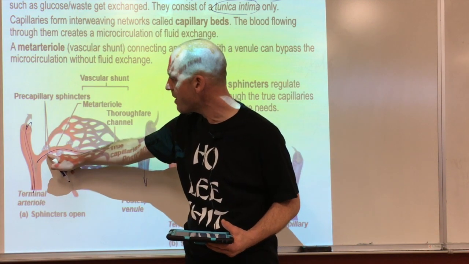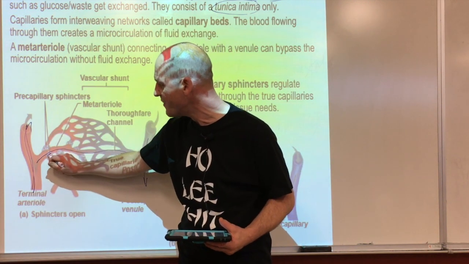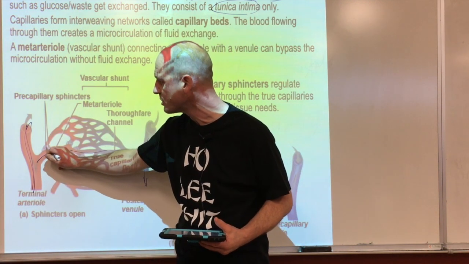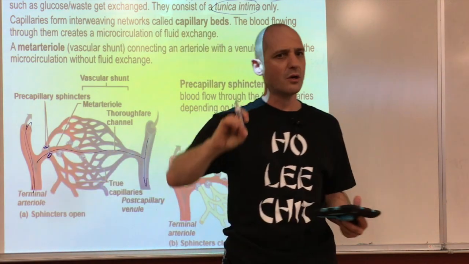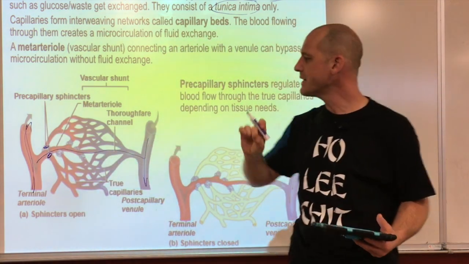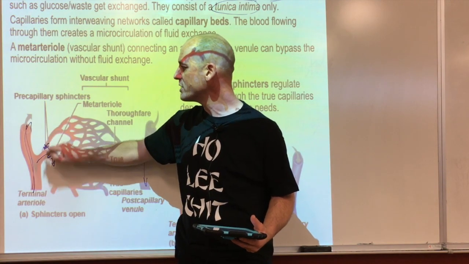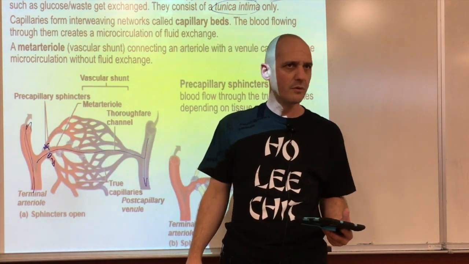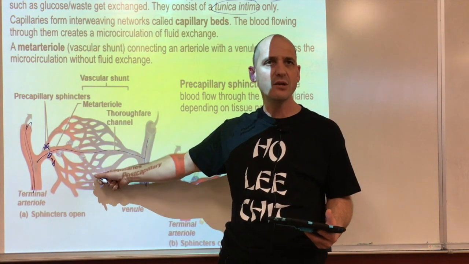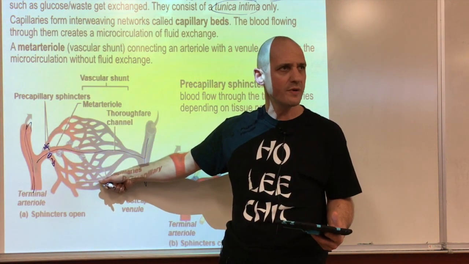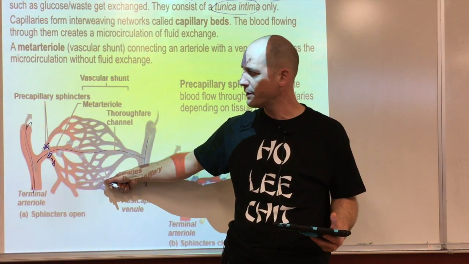And then from there, we have these sphincters. Sphincters are little muscles that can contract or open, and they can then determine if blood is going to go through here or not, depending on whether we need nutrients in this area or we do not need nutrients or oxygen in this area.